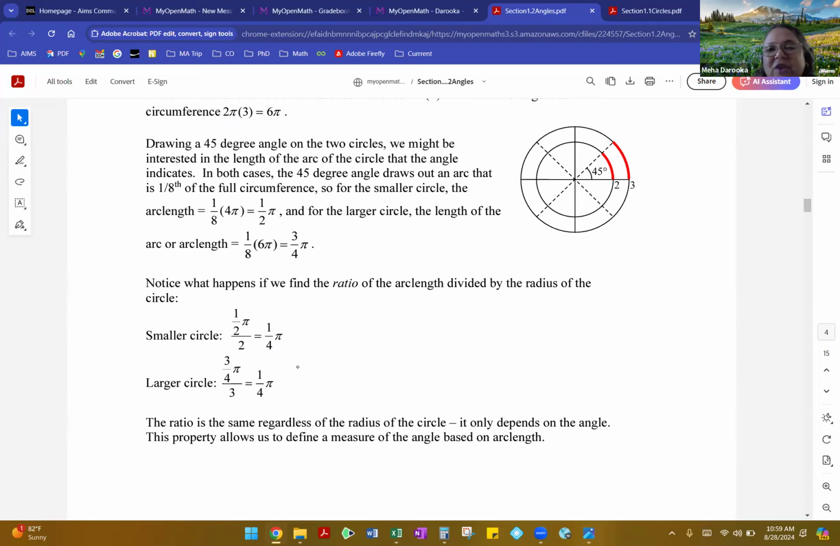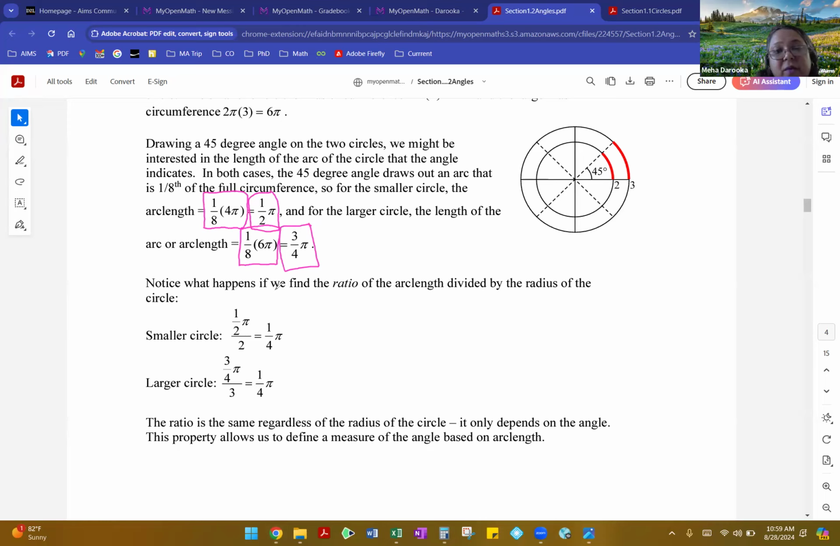So we're basically saying your 45-degree angle is breaking up your circle into 1/8, right? You're breaking the circle into 1/8 of the entire circle. So this is where they're talking about, if you take that 1/8 with that 4 pi circle, it breaks down to 1/2 pi. If we take that 1/8 with a 6 pi circle, it breaks it down into 3/4 of a pi. And you can see what happens is basically our ratio is still staying the same.